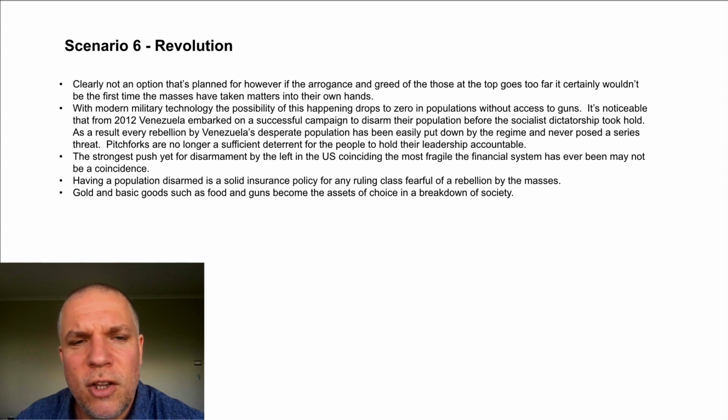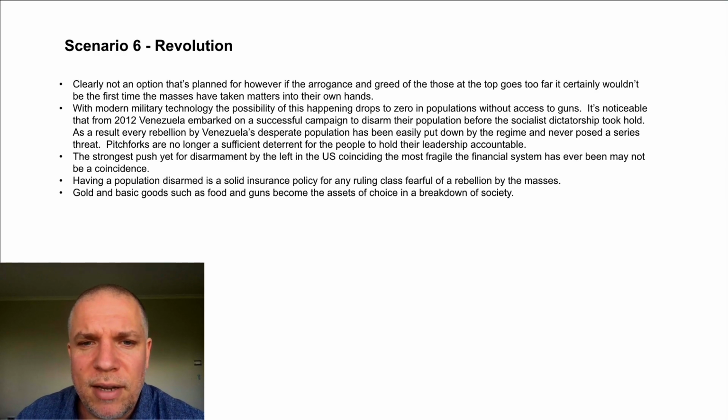Especially in this current environment, it's really important that at least a threat be there from the people to keep the ruling class honest. But obviously, hopefully, it never comes to it. The assets of choice in this scenario, a breakdown of society, are limited, because so many assets become worth next to nothing. Gold, I'd say, would be the best financial asset. But basic goods and services, foods, medicine, and guns all become very desirable when society breaks.